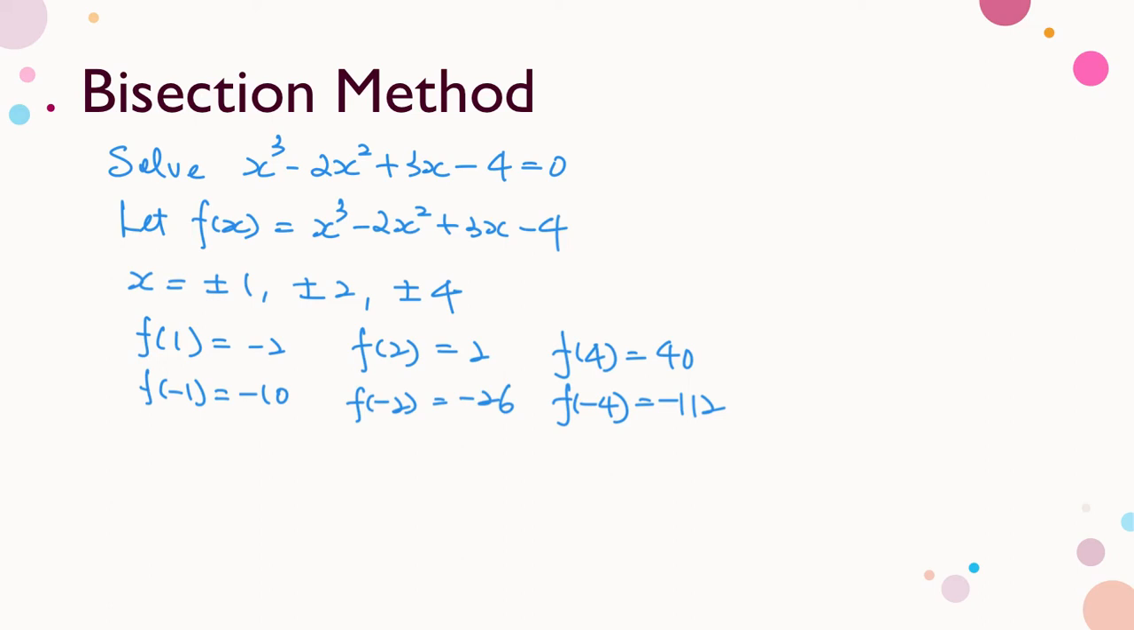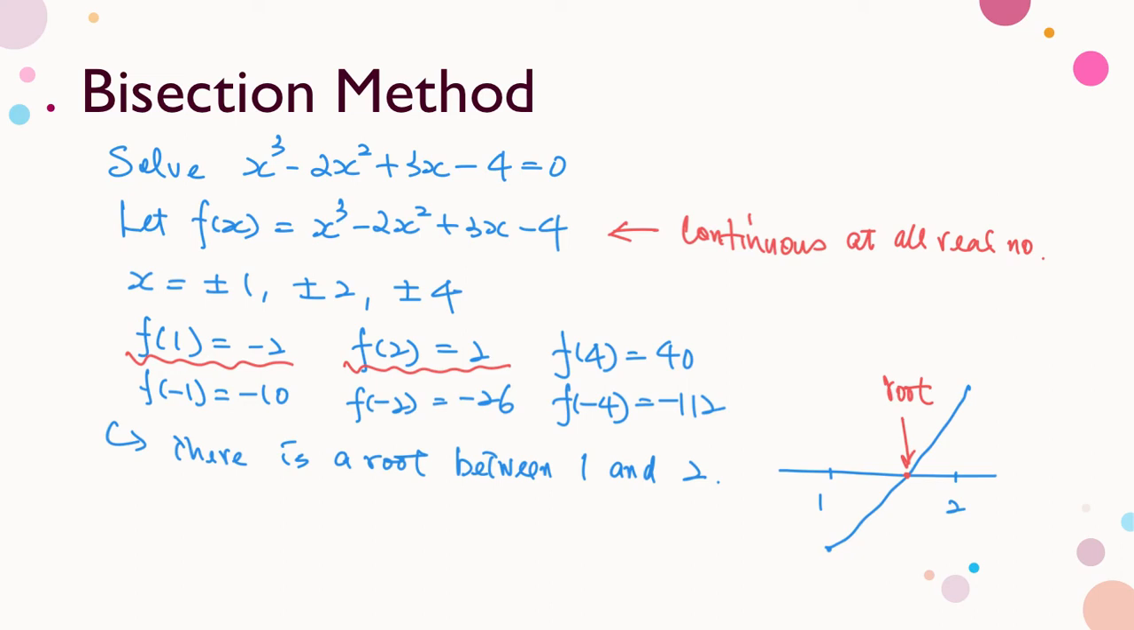The previous mechanism fails. We notice that the function f(x) is a continuous function on all real numbers, and the function value swaps sign between x equals 1 and x equals 2. Therefore, the equation f(x) equals 0 has a real root between 1 and 2, and this root is an irrational number. Let us look for this root correct to 3 significant figures.